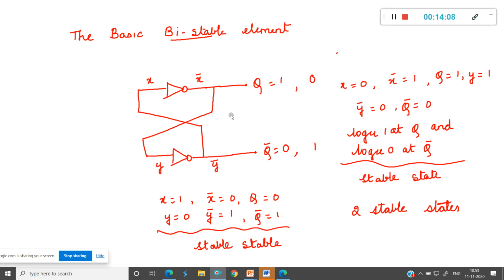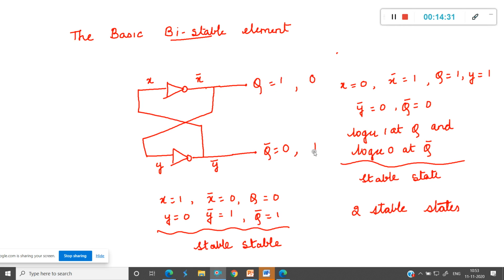So although this basic bistable element will be in one of its two stable conditions, it has either 1 or 0. So what we studied here is two stable states: one normal output when Q is 1, and when Q is 0 it is the complementary output.